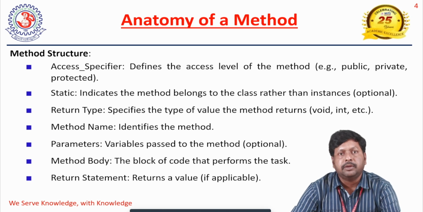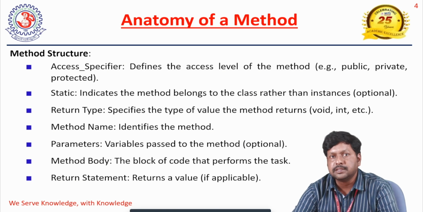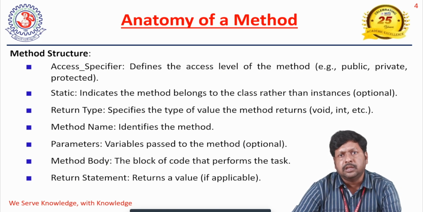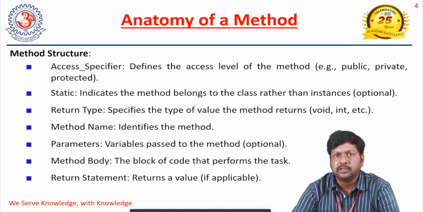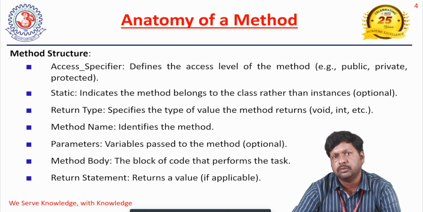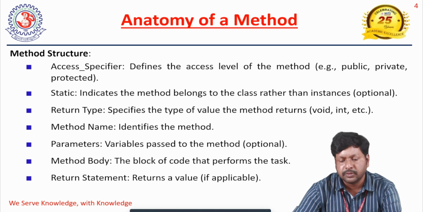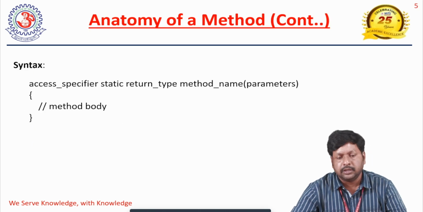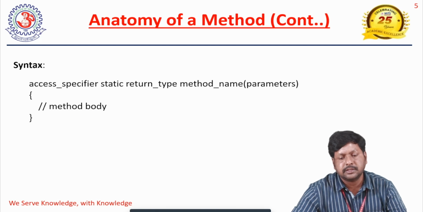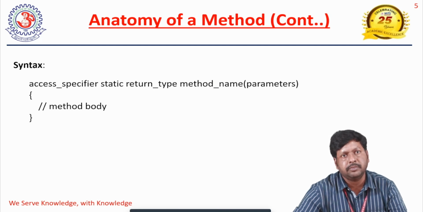of the method. Method name identifies the method. Parameters, we have to pass variables to a method if any are necessary, it is also optional. Method body, there we can write business logic to perform a particular task. Return type, this is the return statement. If applicable, then we should return a value. So later, this is the syntax: access specifier, static, return type, method name and parameters. So inside a method, what do you want to write? Here we have to write business logic.